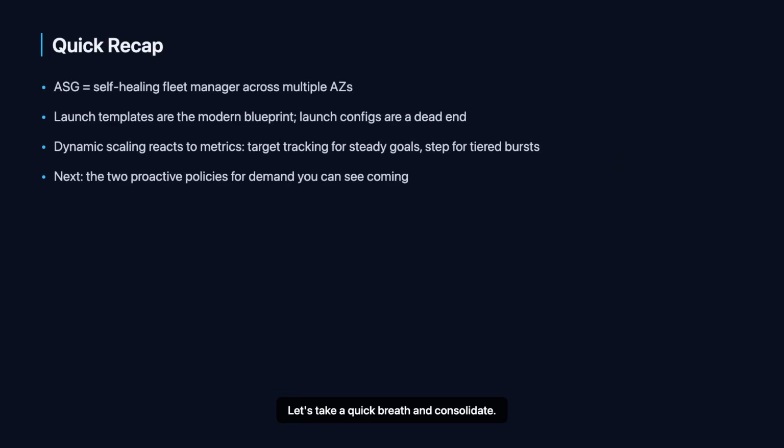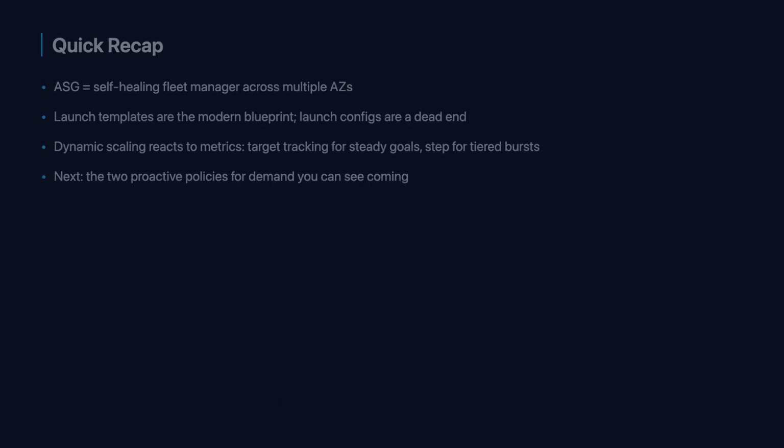Let's take a quick breath and consolidate. An auto-scaling group is a self-healing fleet manager that spreads instances across multiple availability zones. Launch templates are the modern blueprint, and launch configurations are a dead end. And the two dynamic policies we've covered both react to real-time metrics: target tracking for holding a steady goal, step scaling for tiered bursts. Both of those are reactive. They wait for load to show up, then respond. Next, we look at the two proactive policies for demand you can actually see coming.